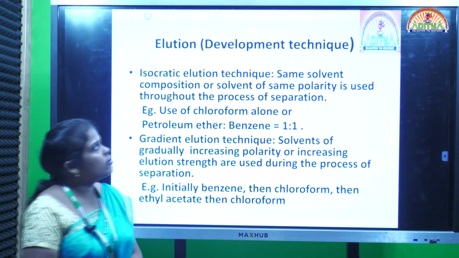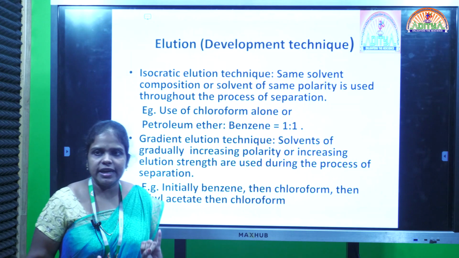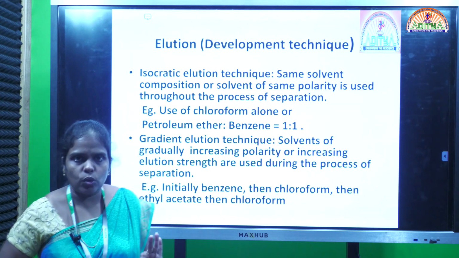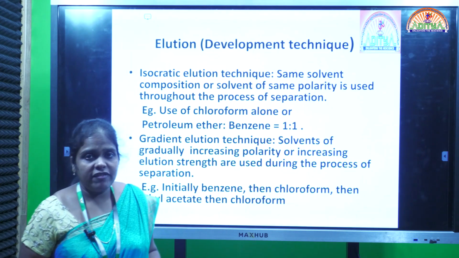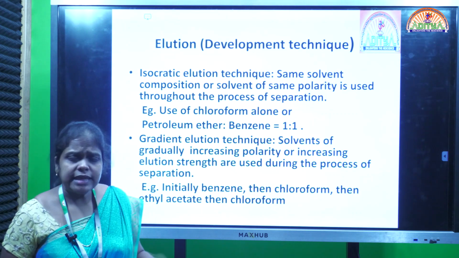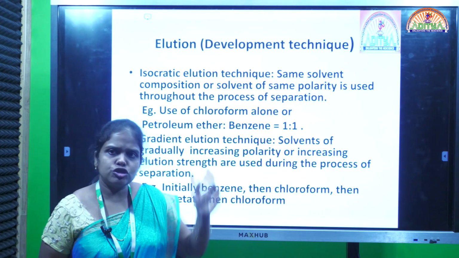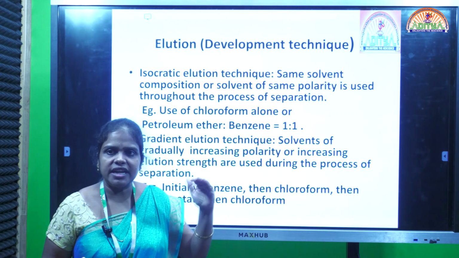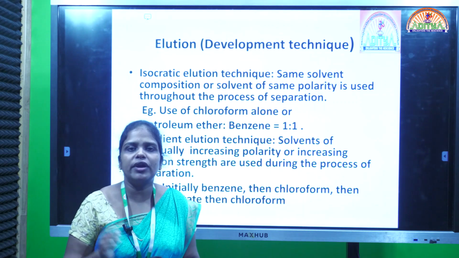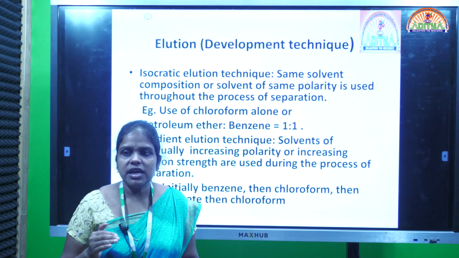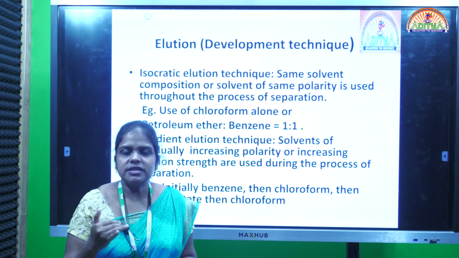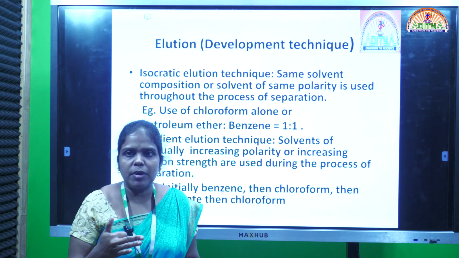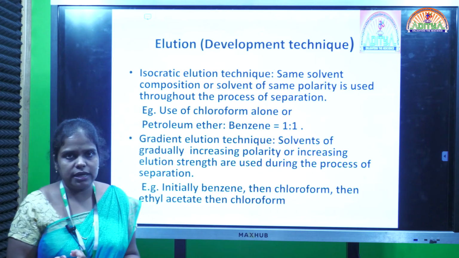There are two types of elution techniques: isocratic elution and gradient elution. Iso means same. If you are using the same amount of mobile phase throughout the experiment, from the starting point of the experiment till the ending point, with the same composition and the same concentration, then it is called isocratic elution.